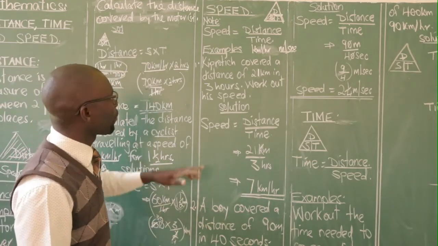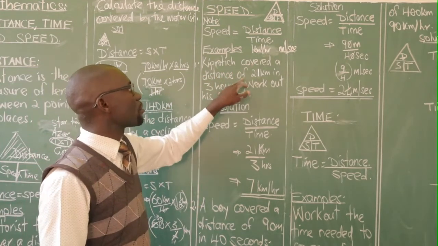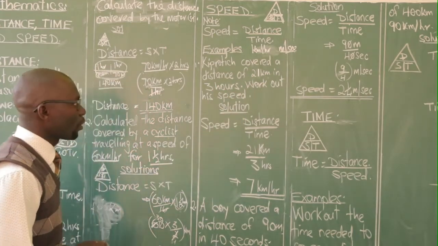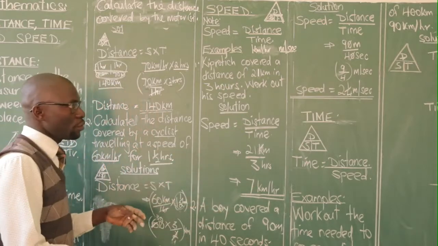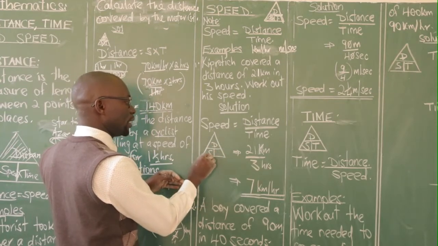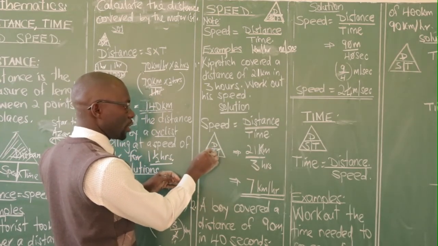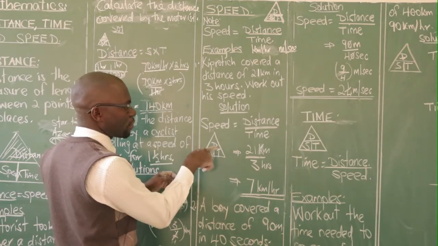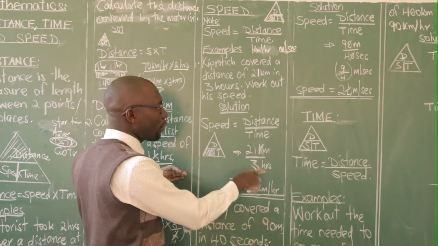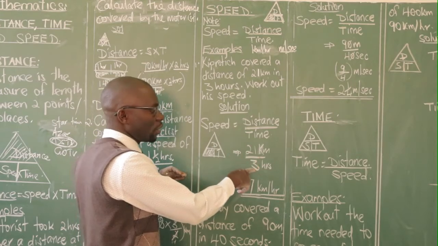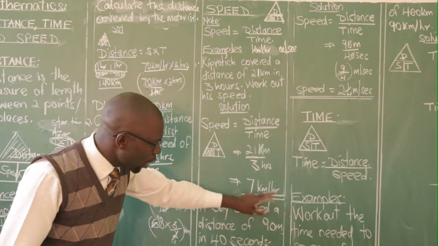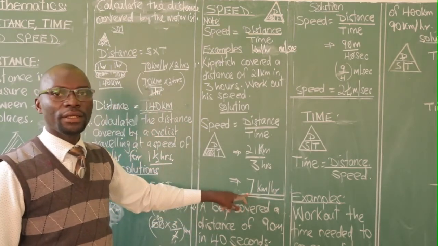Let's look at this example here. Kiprotich covered a distance of 21 kilometers in 3 hours. Work out the speed that Kiprotich was using. Solution. We shouldn't forget DSTV. So we shade the speed here and say speed equals distance out of time, which is 21 kilometers out of 3 hours. Now, 21 divided by 3 is 7 kilometers per hour. This means that every 1 hour, Kiprotich was covering 7 kilometers.